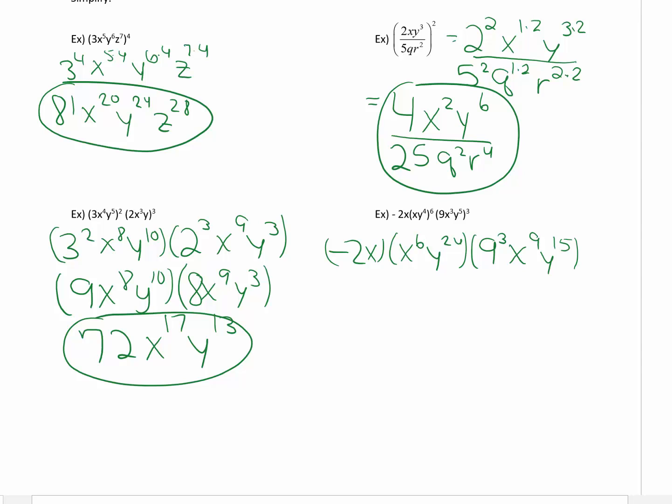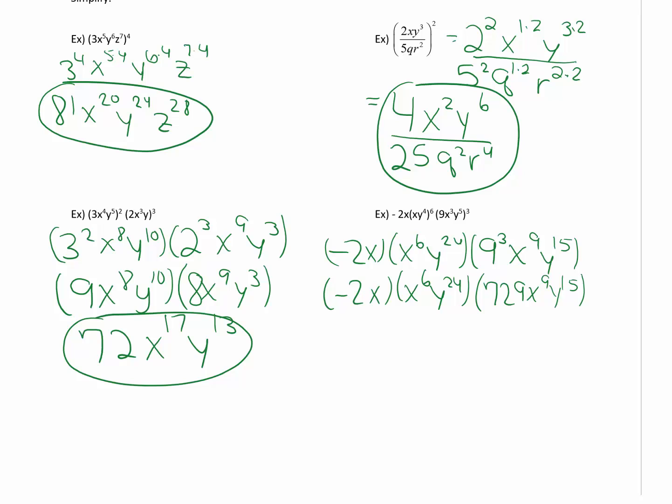Okay, so let's simplify then. That's negative 2x times x to the 6th, y to the 24th. 9 cubed is 9 times 9 times 9. That's 729. X to the 9th and y to the 15th. Okay, so multiply the numbers normal. That gives me a negative 1,458. Remember, when you multiply exponents with the same base, you add the powers. This is x to the first, so 1 plus 6, which is 7, plus 9, that is 16. So that's x to the 16th.